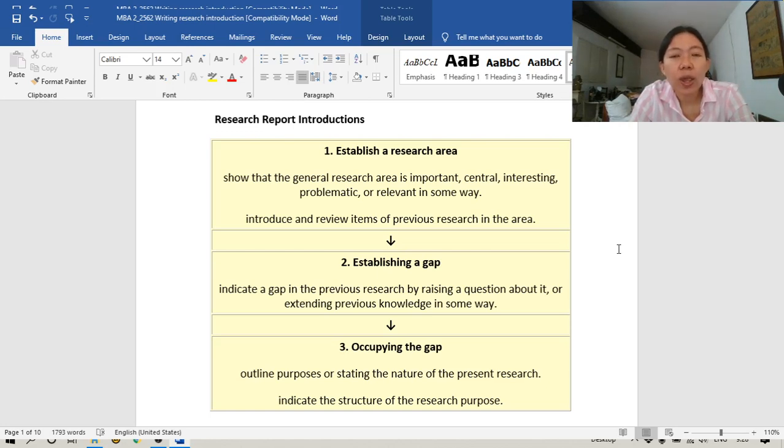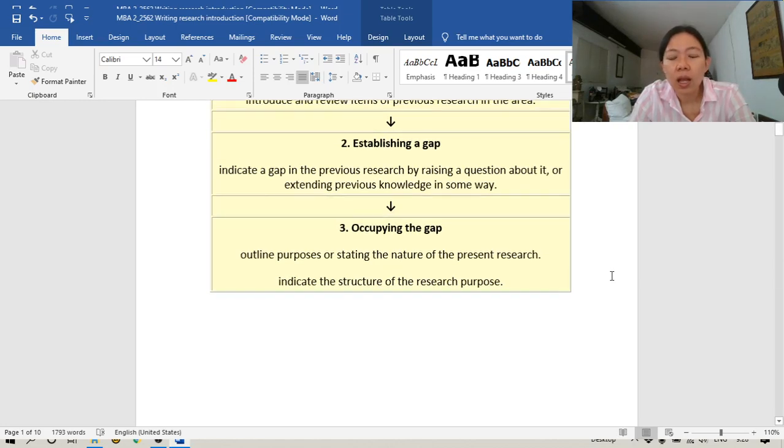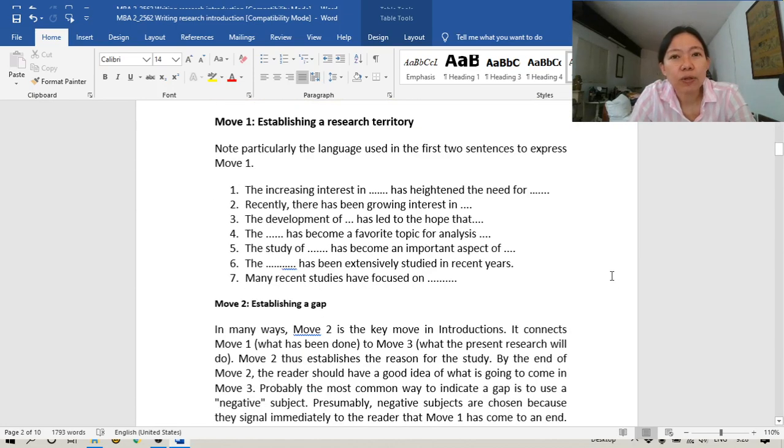And then you're going to occupy the gap. You're going to outline the purpose of your study, or talk about your research questions or your research hypothesis. On the next page are the sample sentences that you can use for each move of the introduction part. We actually talk about it in the video, so I'm going to skip it.